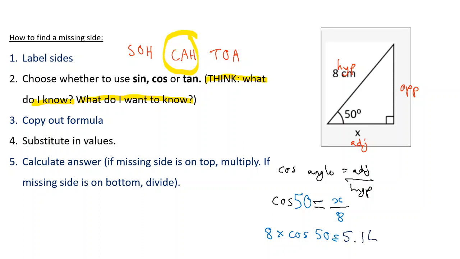5.14 to 2 decimal places. I'm going to say 5.14 centimetres to 2 decimal places. Oh, pen just goes off the screen now, I can't quite write like that. So 8 times cos 50 equals 5.14 centimetres, and that's the answer correct to 2 decimal places. We'll try a second example of that now.